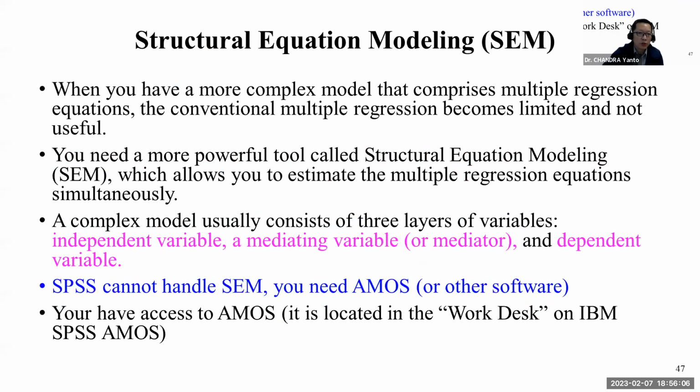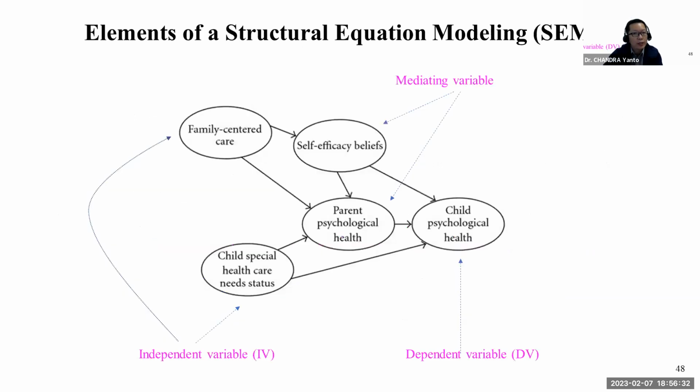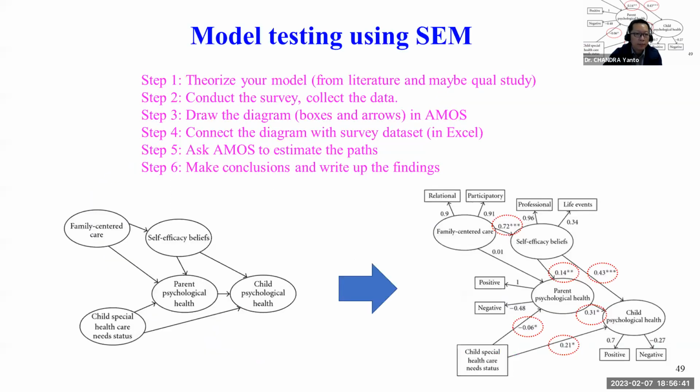There's also a discussion on structural equation modeling. I will not talk much about this, but structural equation modeling is used when you have multiple regression equations that you want to estimate together, and you can't do this using SPSS. You need to use specialized software called AMOS, or you can use R, Python, MATLAB, or many other types. This is one example: you have a very complex relationship, and you can only test this using SEM. There's a certain procedure to test it, and this will be discussed later in week 9.